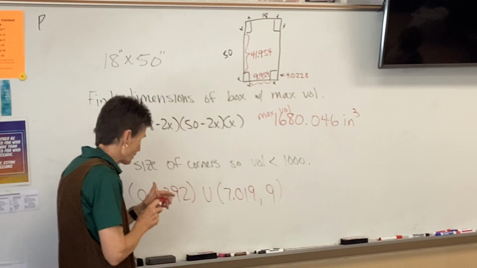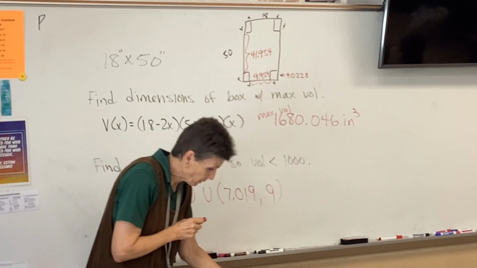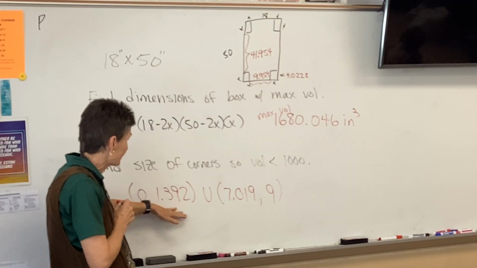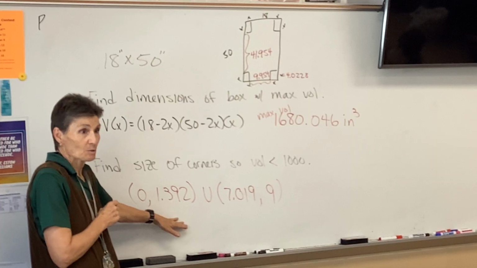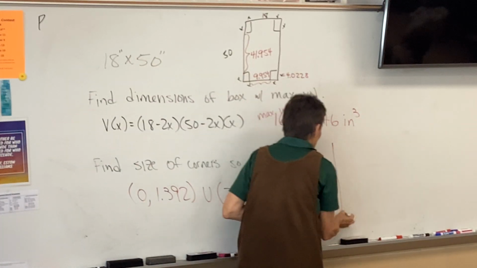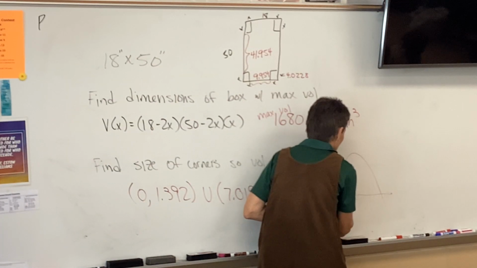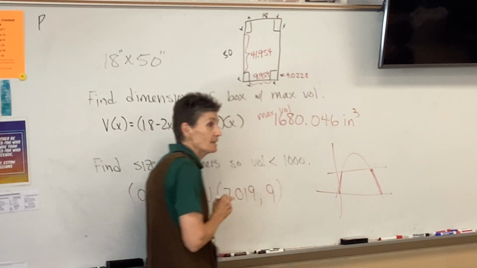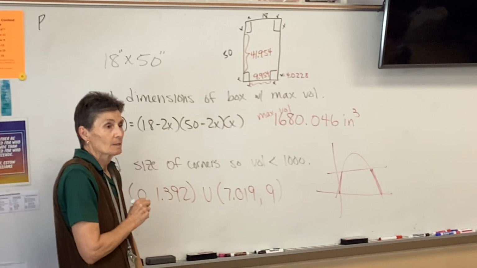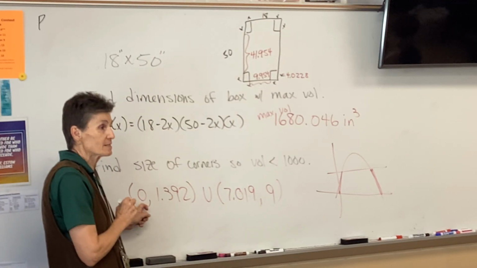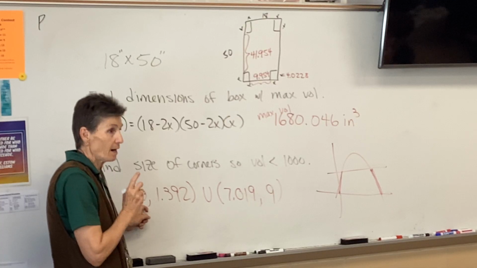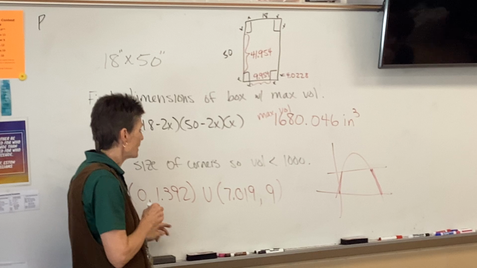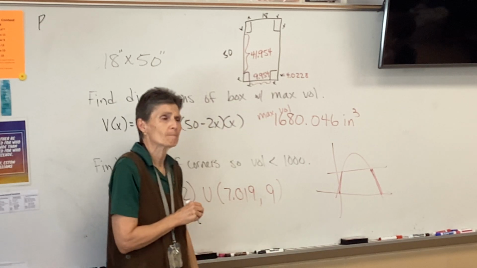Let's talk about that for a second. First of all, he wanted the volume to be less than 1,000, so he says it equals 1,000 at these two places. That's what I got. So when he looked at his picture, he had some kind of a hill, and here's 1,000. So he said this part and this part is where it's less than 1,000. I understand completely the 0 because obviously x has to be bigger than 0. Where did that 9 come from right there?